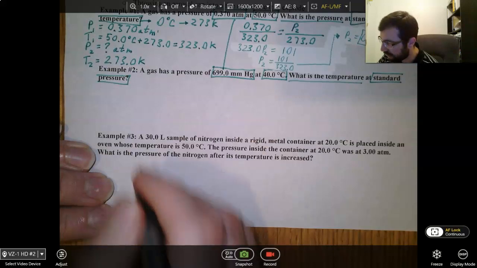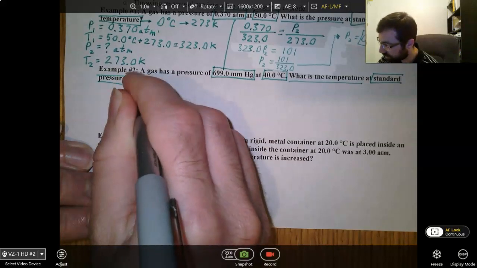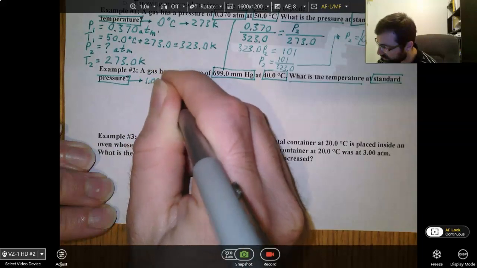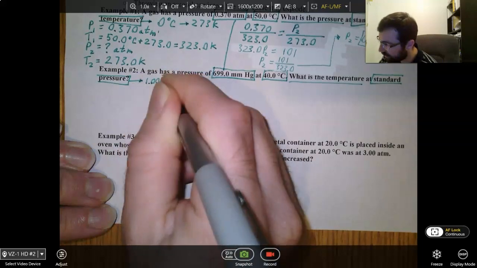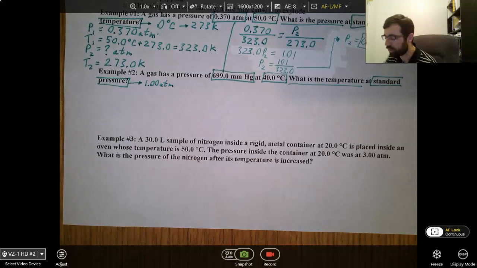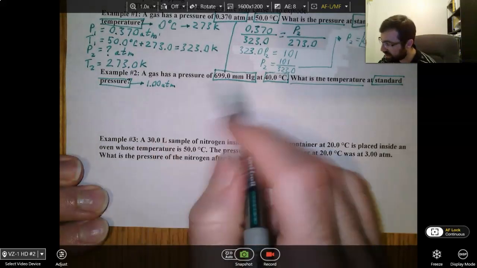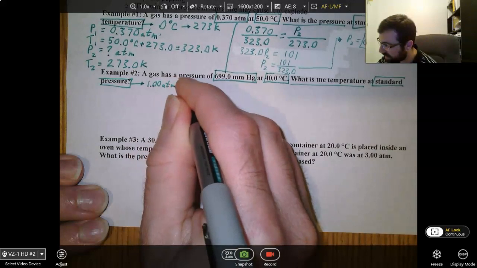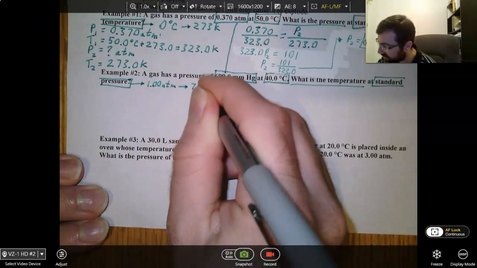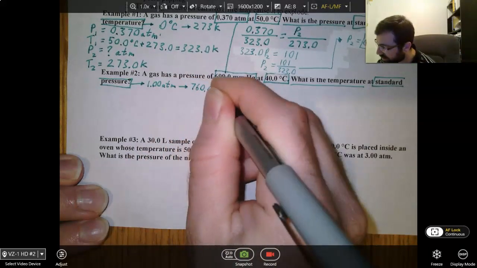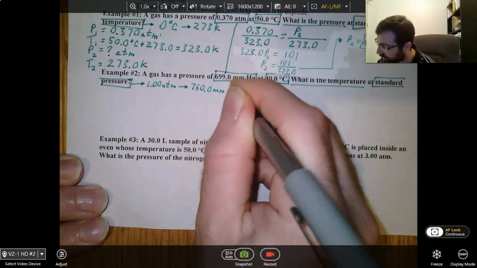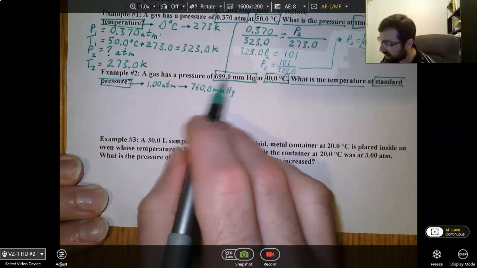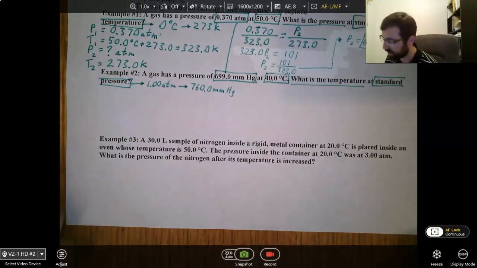Okay, standard pressure is 1.00 atm. And if you were to look at the back of the periodic table, we want those units to match the units that are given in the problem. 1 atmosphere is 760 millimeters of mercury. I'm just going to put 0.0 because it matches the sig figs of the other pressure unit.